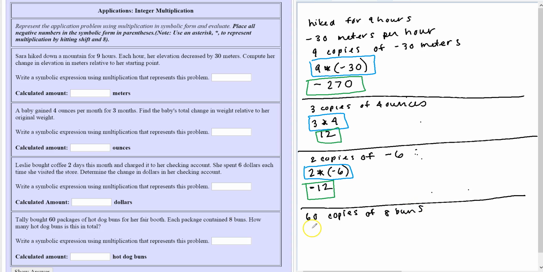So to write this as multiplication, notice nothing here is negative. No negative hot dog buns. So we have 60 times 8. And that would be our symbolic expression, and then our computed amount. Well, 6 times 8 is 48. We could tack on the 0. And this is our symbolic expression, and this is our calculated amount.